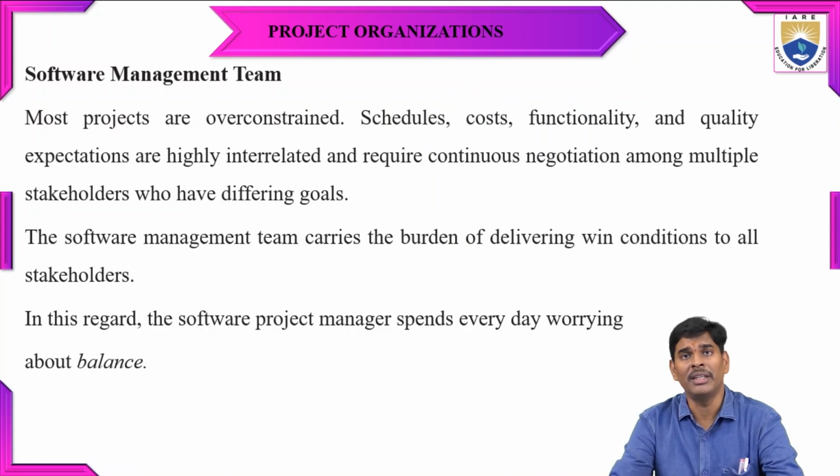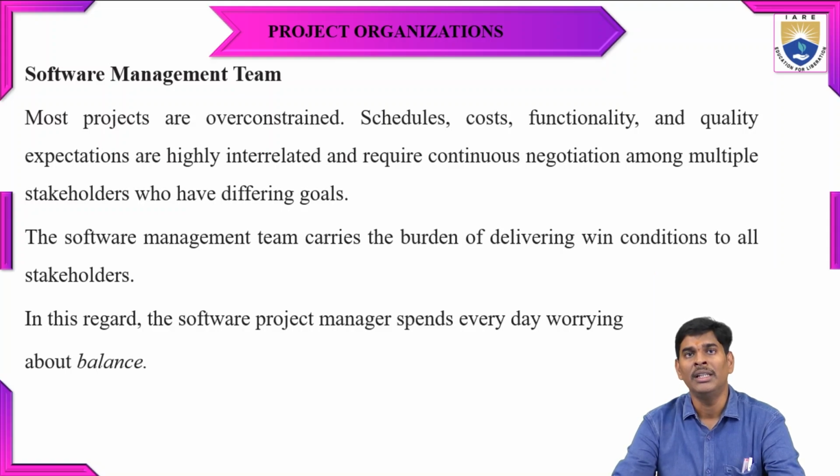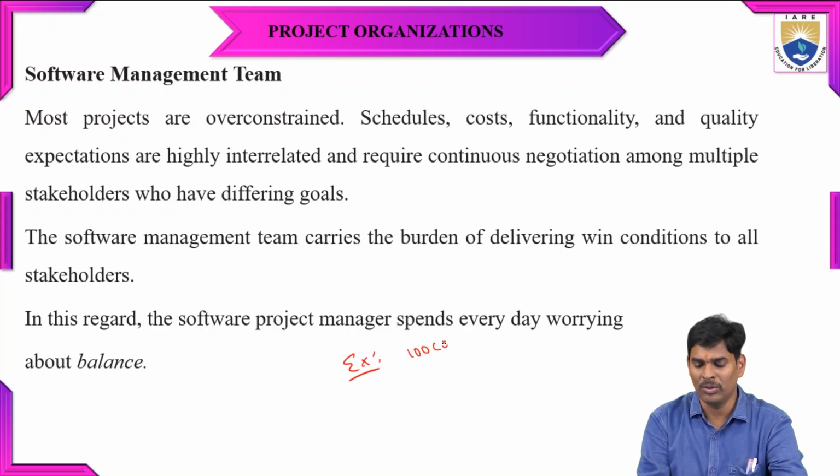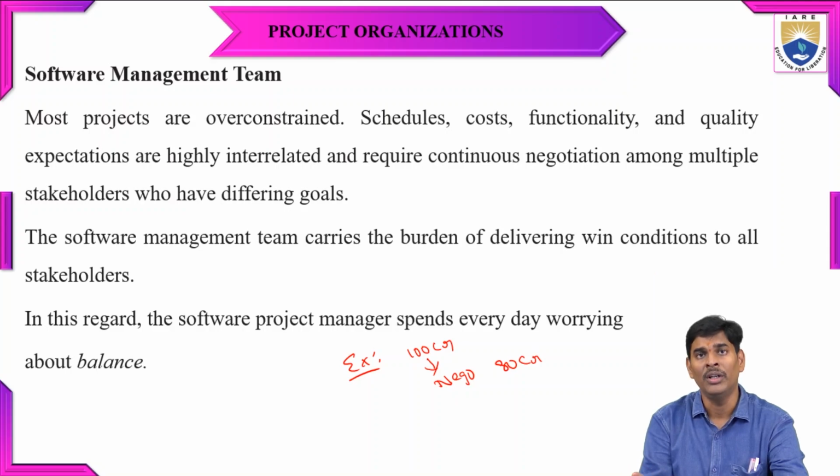Okay, so this should be done in a continuous manner, to verify and to achieve within the stipulated time, because these are the main goals to achieve, because the multiple stakeholders have to be negotiated between the different schedules and the quality. And the team carries the burden of delivering the win conditions. For example, if the management has told that the project cost is 100 crores, the stakeholder cannot give the 100 crores. So what will he do? He will do the negotiation. Okay, so instead of 100 crores, he may say that 80 crores I can give for this project.